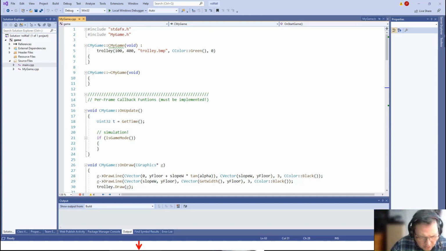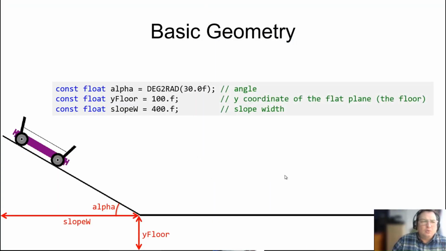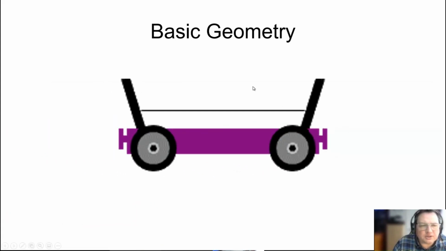Because we will now move on to some stuff of initialization of our cart. We've seen the geometry of the scene that we have, but now let's have a little bit closer look at the cart itself. So this is how our cart looks like.